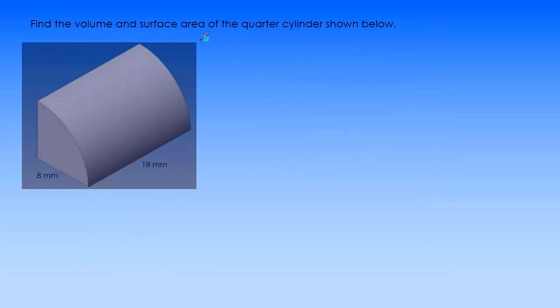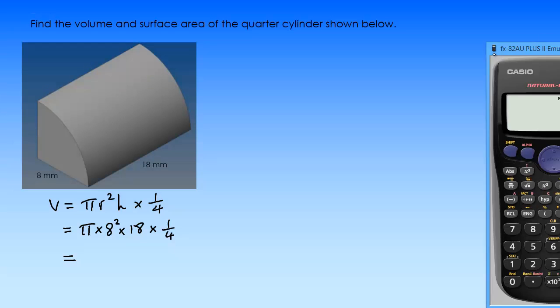Find the volume and surface area of the quarter cylinder shown below. Well, the volume should be straightforward. The volume of a cylinder is pi r squared h. Here, though, we only have a quarter cylinder, so we'll just multiply that by a quarter, or divide it by 4, it's the same thing. So that's going to be pi times 8 squared times 18 times a quarter, and we'll just calculate that.